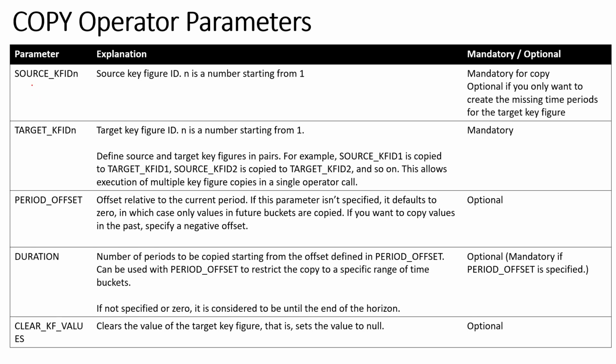The first is source underscore kfid, and we have to follow this naming convention very strictly, otherwise the system cannot read the parameter that we have entered. Source key figure id 1, this is mandatory for copy. You have to have this parameter in your operator when you're creating an operator, and it is optional if you want to create the missing time periods for the target key figure. So for example, if you want to create some time periods for the key figure, then you don't even use this source key figure parameter.